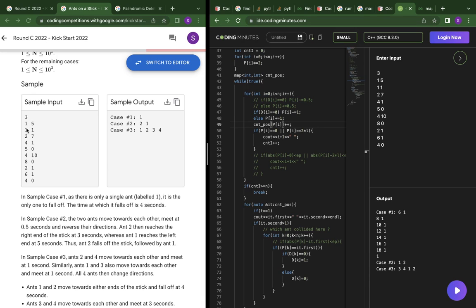One five is the length, and 1 is present at one position. One position going right.